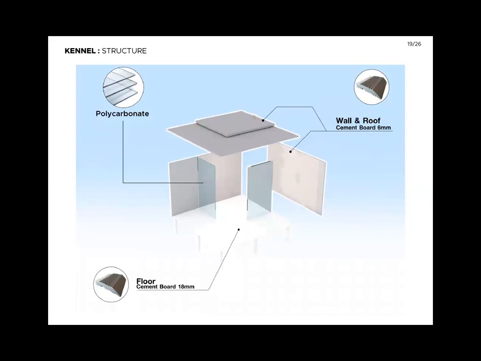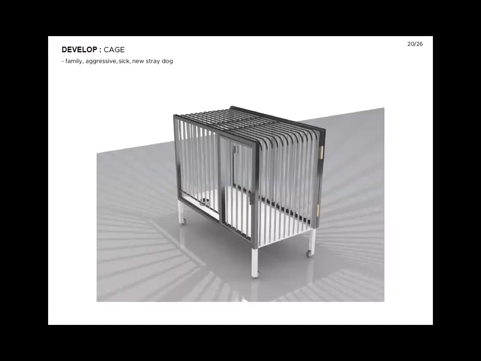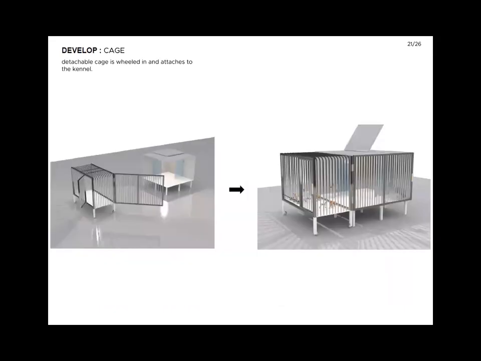This is the structure and material used. The main material is cement board due to being weather resistant and easy to clean. This is a case design for a sick dog, also a mature dog and puppy, as well as a newly arrived dog. In a specific case where the dog is sick and needs to be isolated, or in the case of a mature dog who has her puppies and is protective of her little ones, a detachable cage attaches to the kennel. This transforms the open kennel into a secure kennel which protects the dog living in it.